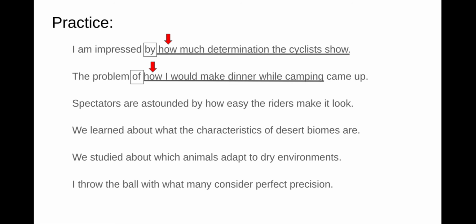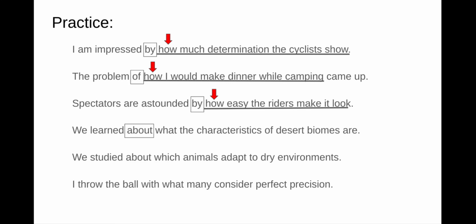All right, let's look at the third one. Spectators are astounded by how easy the riders make it look. So I look for that first preposition. You should have said "by." Do I have an introductory word? I do. And I've got spectators, and what are they? They are astounded. So I've got my subject, I've got my main verb, so I get to go to the rest of the sentence. So how easy the riders make it look is the object of the preposition "by."